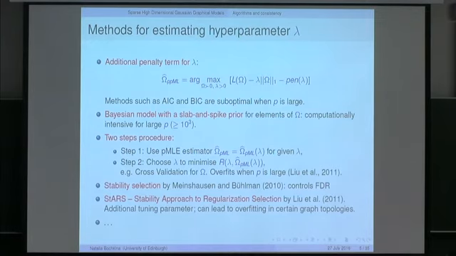And then there is a nice method, the stability selection of Meinshausen and Bühlmann. I don't think they actually choose a unique value of lambda. They could have combined the graphs from various values of lambda. So it's not quite the same method, but still it has very good performance. And the one closer in spirit to what we were looking for was the stability approach to regularization selection.